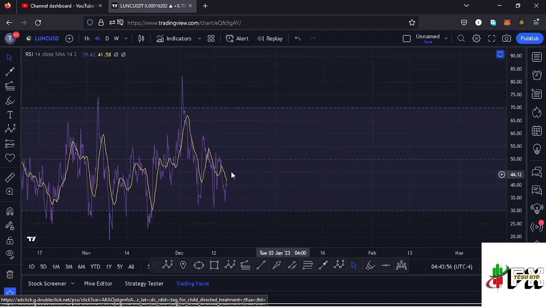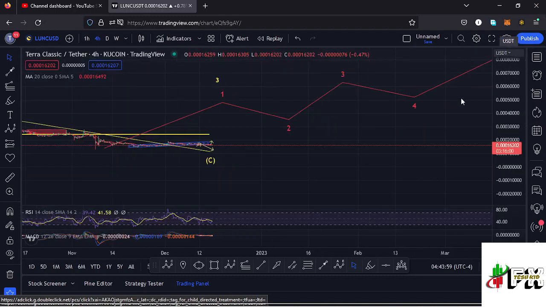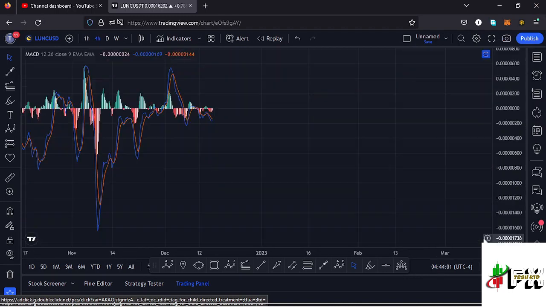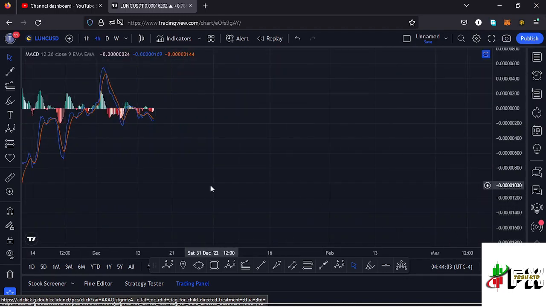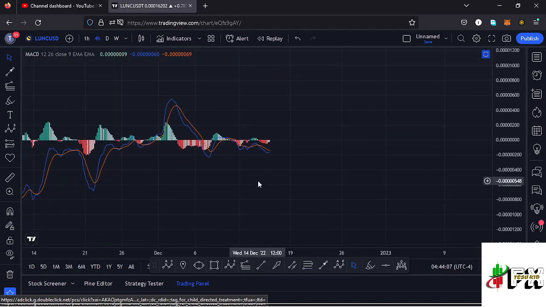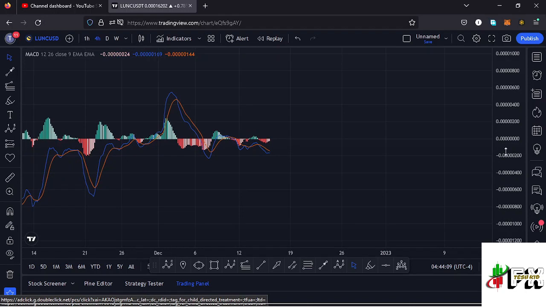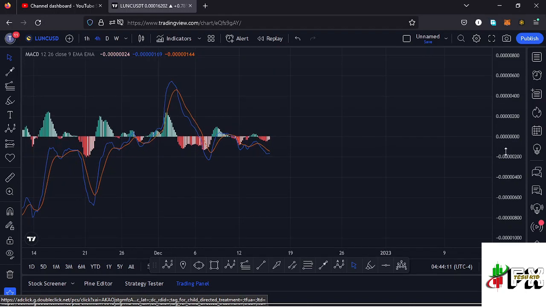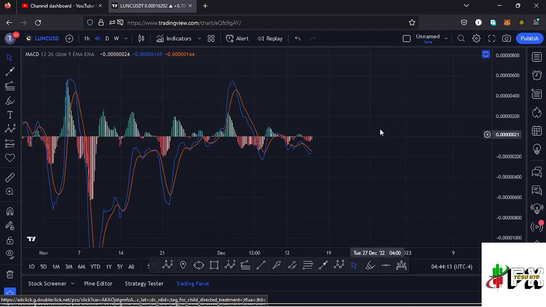On the RSI, we are trading at around the 41 mark, meaning we have massive room for us to support any movements to the upside. Also taking a look at the MACD, here on the MACD we have printed a bearish cross, but we are seeing a bit of a decrease in the selling momentum, meaning higher prices could be coming our way and a reversal might be coming our way very soon. So let's be patient and see how that plays out, and I'll keep you updated.